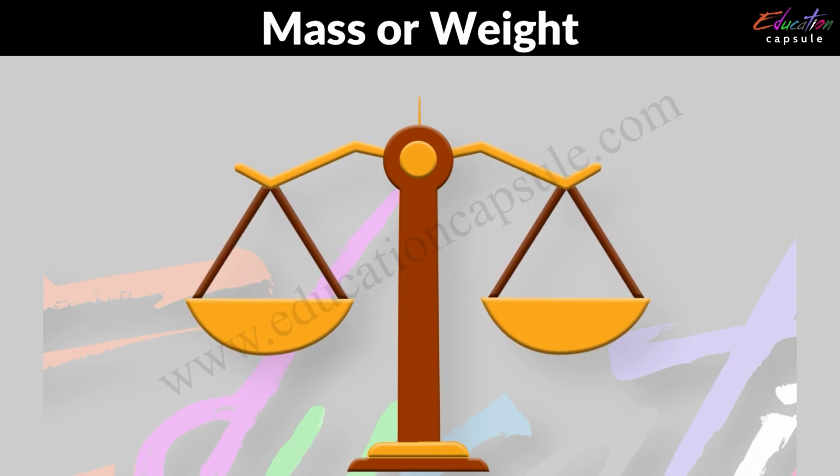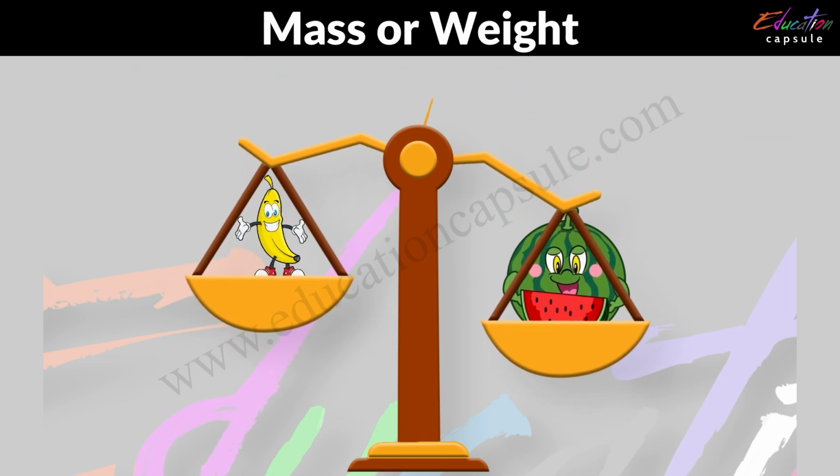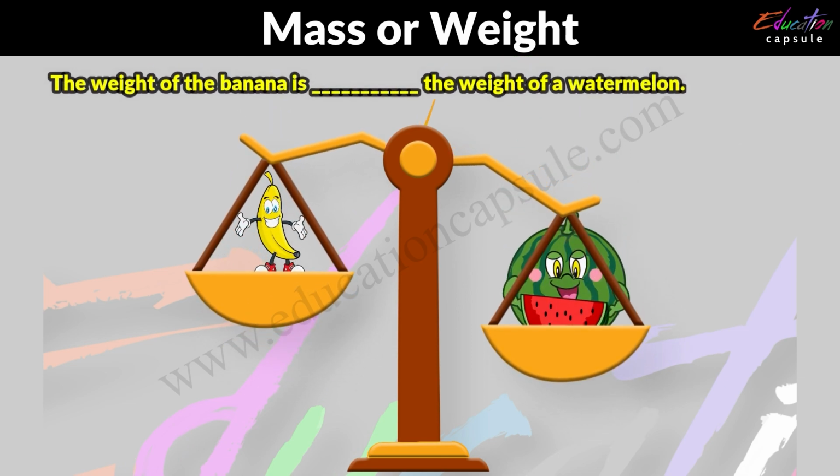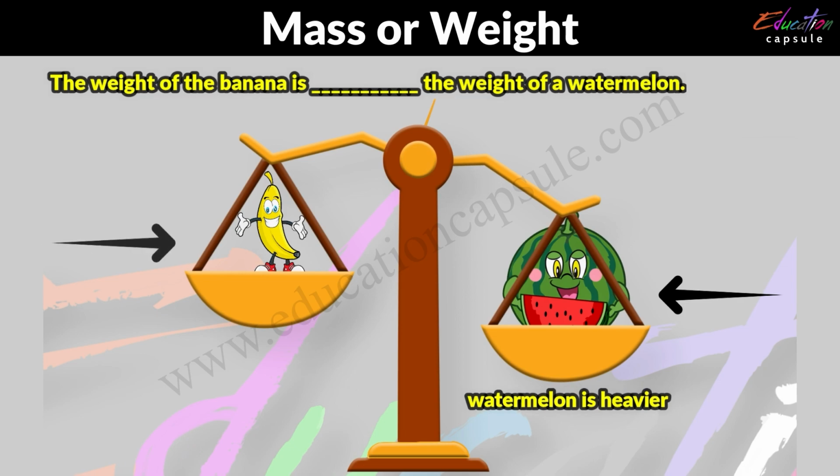Let's try one question now. What do you think? The weight of the banana is blank the weight of the watermelon. So, the pan with the watermelon is downwards, which means the watermelon is heavier, and the pan with the banana is upwards, which means the banana is lighter in weight. So we can say that the weight of the banana is less than the weight of the watermelon.